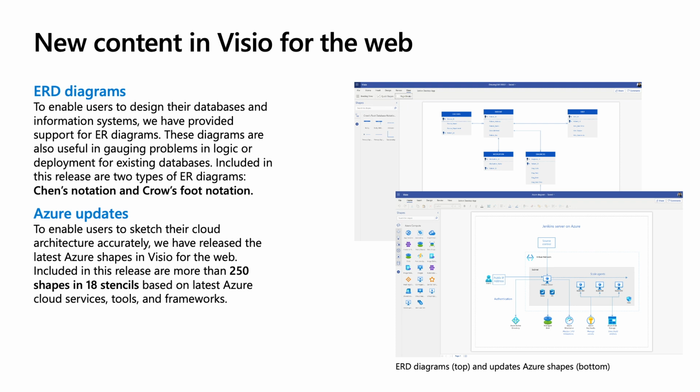This was followed by a release of Azure shapes. So we have released the latest Azure shapes in Visio Web. These shapes are aligned to the new Microsoft Fluent design, and there are around 250 shapes as a part of 18 stencils that we have included in this release.